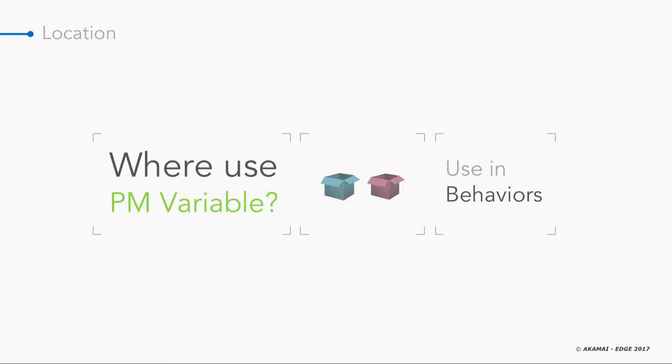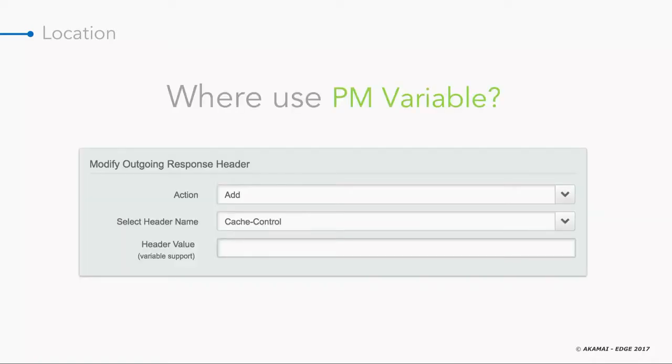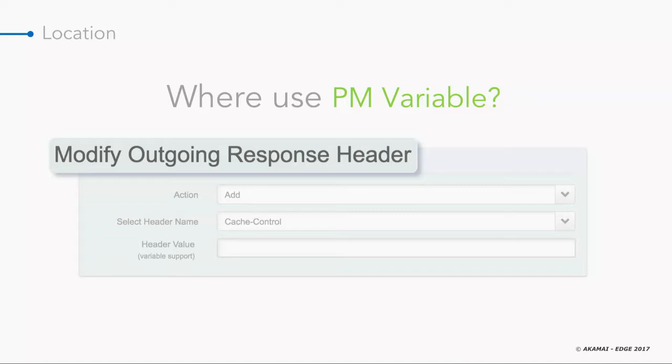You can use them in behaviors as well. In this case, we have a modified outgoing response header, and it's really simple to identify in which behaviors you're going to be able to use PM variables, and in those behaviors, you're going to find the fields. In this case, we have the header value, and it's really visible where it says variable support. So on those fields, you're going to be able to use the PM variables.